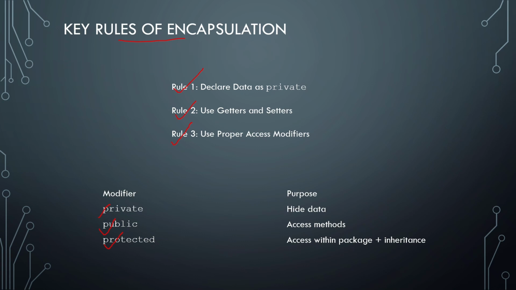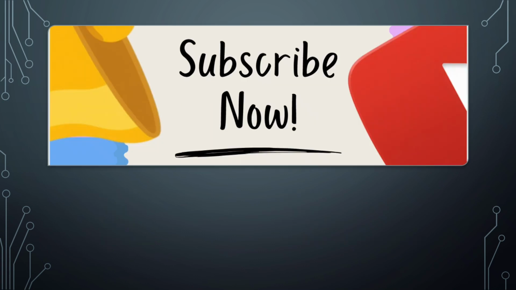So by using private variables, public getter and setter methods and proper access modifiers, encapsulation helps us achieve data hiding, security and controlled access in Java. So that's it for this video guys. I hope you understood the concept of encapsulation clearly and learned how private variables, getter methods and setter methods work in Java.